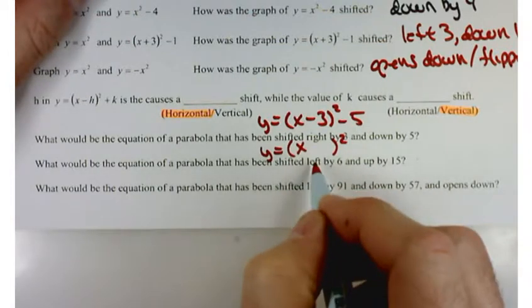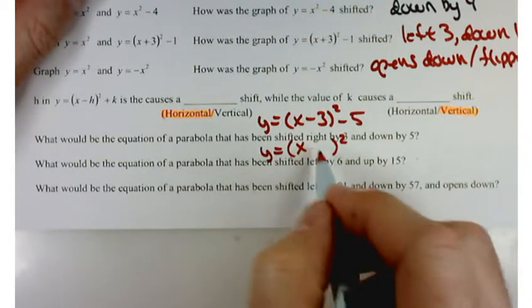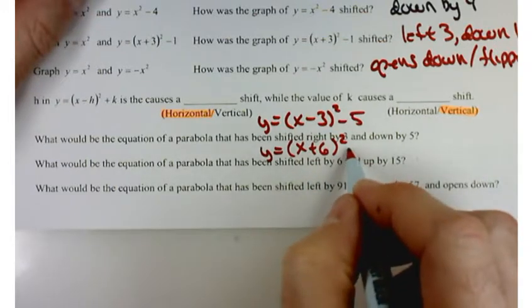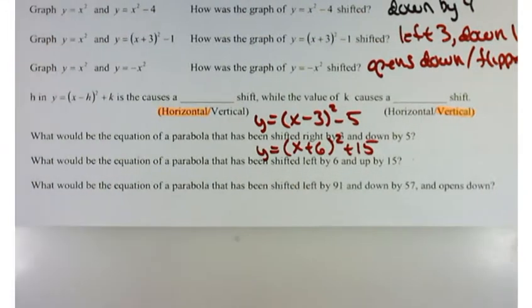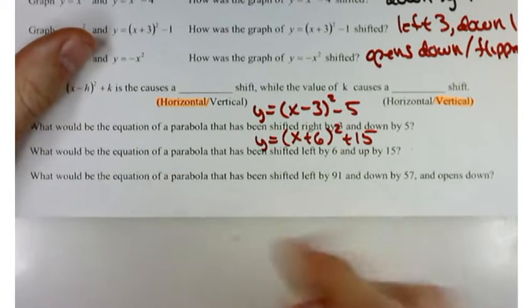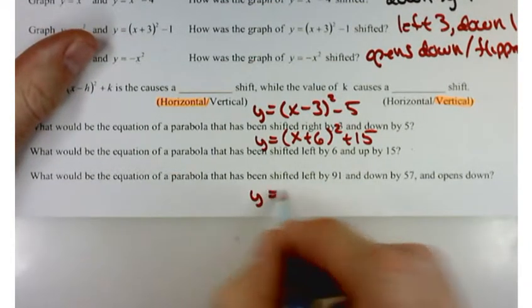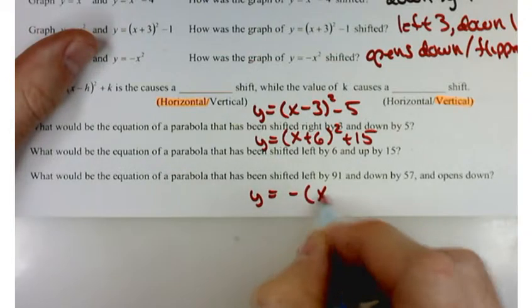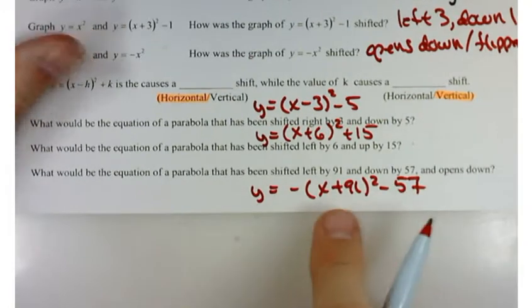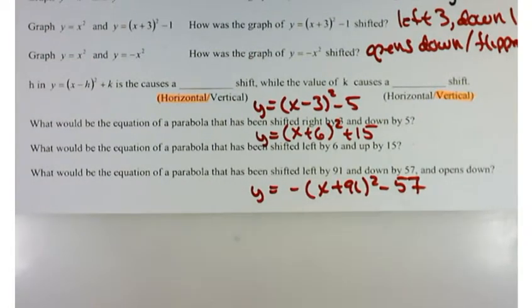So what's going to go in the parentheses? What's that? X plus 6, good. And up by 15. Plus 15, excellent. How about a volunteer for the last one? Kayla? What's this last one going to look like? This one, the last one. Y equals negative (x plus 91) squared minus 50. Perfect. Nailed it. Excellent.